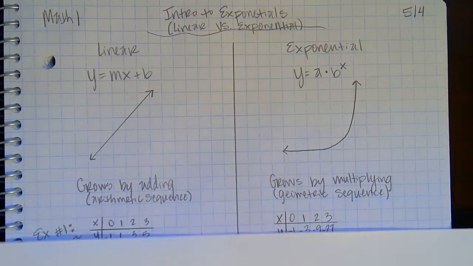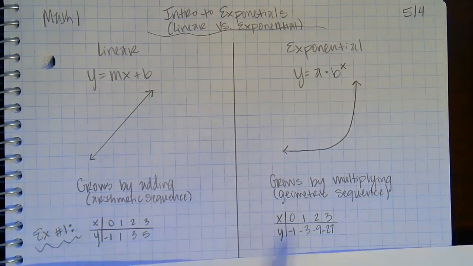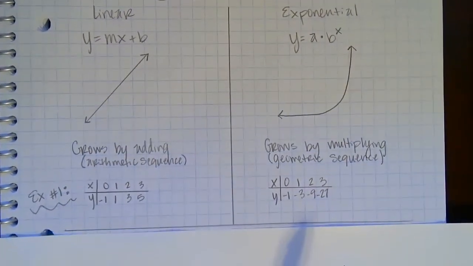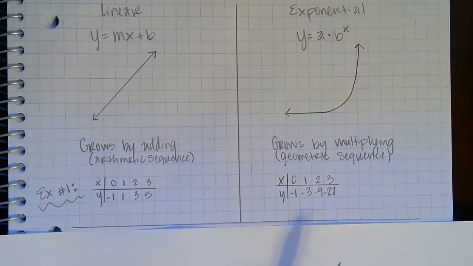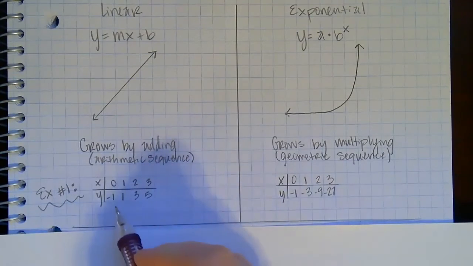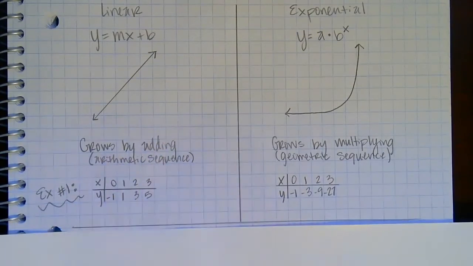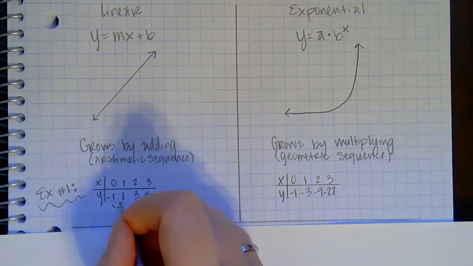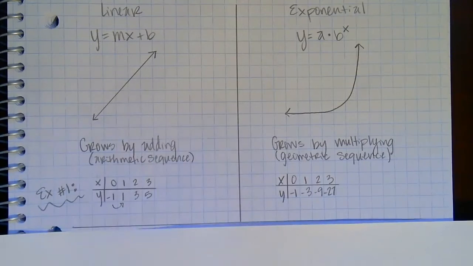Okay, so I'm just going to show you kind of the difference here. So here's two tables. Okay, so if you look at the left table over here, you try to see what's happening. Notice that for the x, it's just adding 1 every time. But for the y, so to get from -1 to +1, there's two things I could do. I could either add 2 or I could multiply by -1.